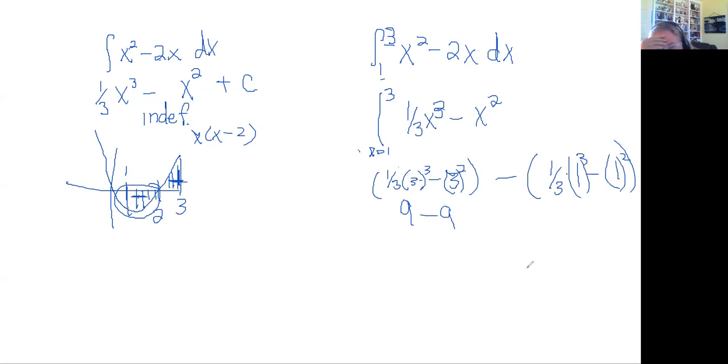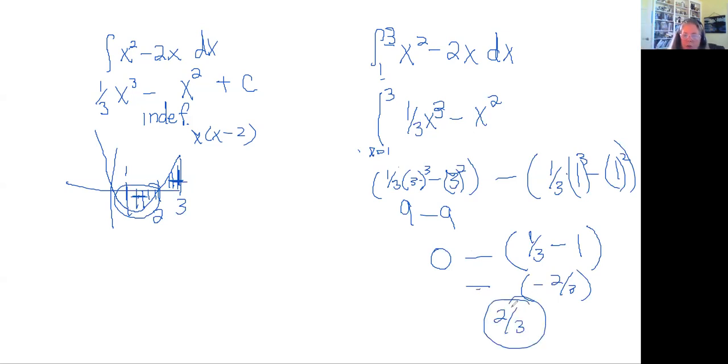The upper limit is 0, interesting. All right, minus the lower limit in parentheses. Please don't forget the parentheses. It's 1/3 minus 1. All right, well, 1/3 minus 1 is negative 2/3, but I'm making that negative from here, so it becomes a positive 2/3. So this would be the signed area under the curve.